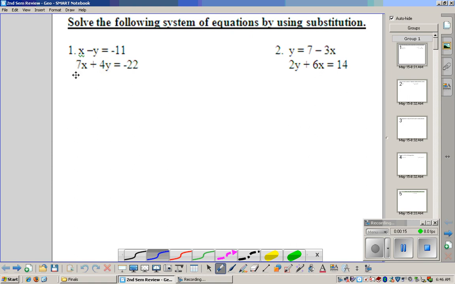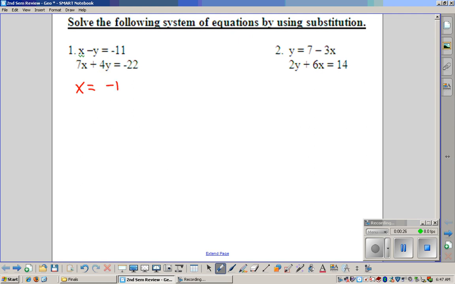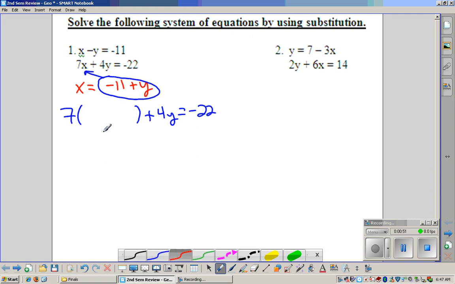The first equation is all set up to solve it for x. All we need to do is add this y to the other side. So we'll end up with x equals negative 11 plus y. Okay? So then we can take this right here and substitute it in for x in the second equation, 7x plus 4y equals negative 22. We'll put the negative 11 plus y in for x.